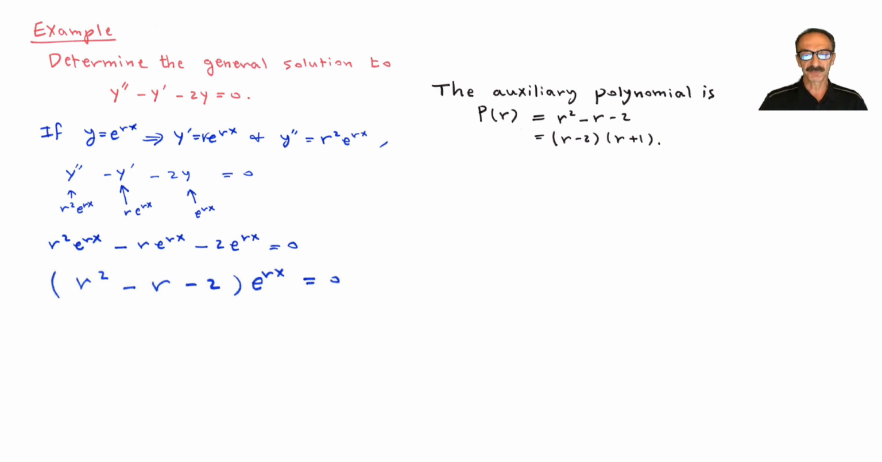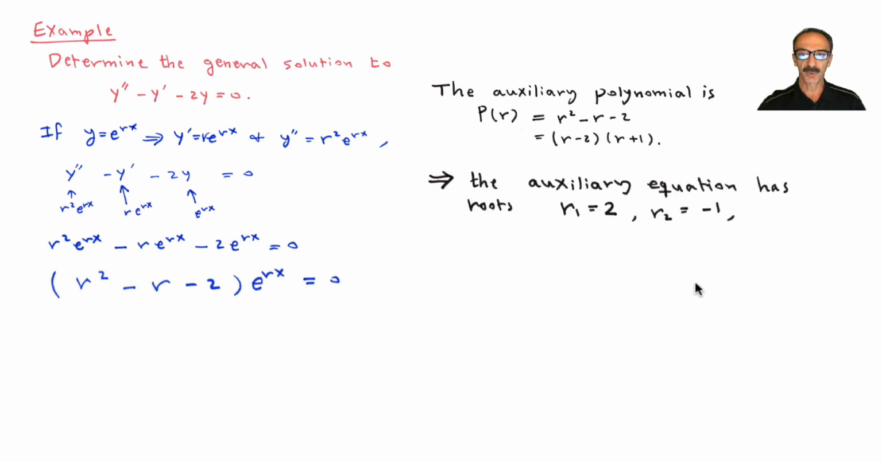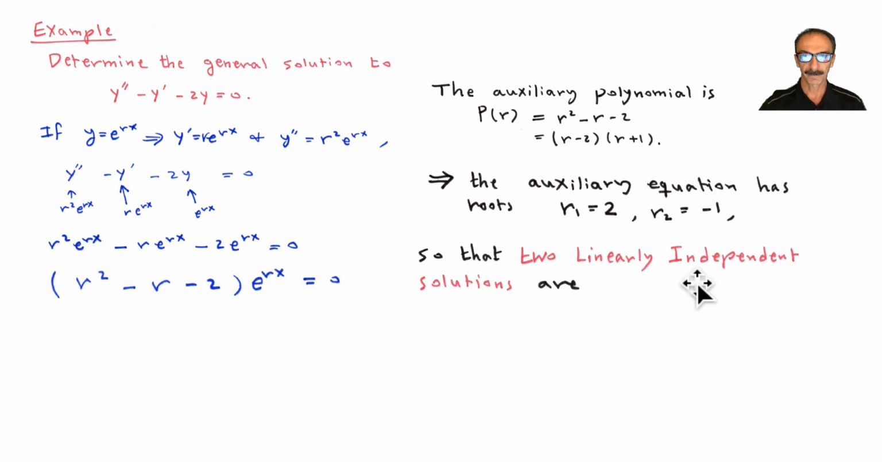The auxiliary polynomial is p of r equals r squared minus r minus 2, which gets factored to r minus 2 and r plus 1. The auxiliary equation has roots of 2 and -1, so that two linearly independent solutions are. Remember the way they look like. We're going to plug in -1 and plug in 2, and we'll write the general solution right after. So here we go. y1 will be e to the power 2x and y2 will be e to the power minus x, for minus 1.